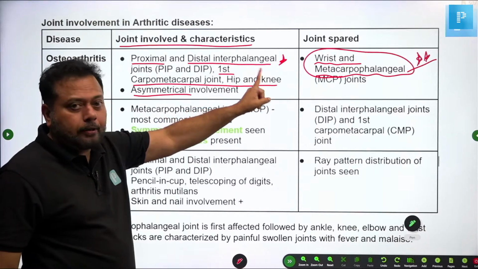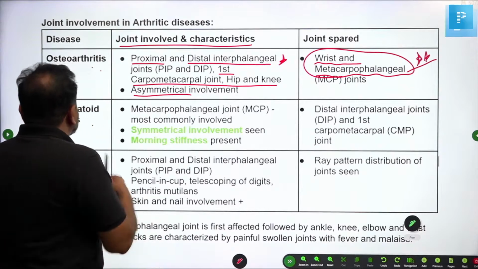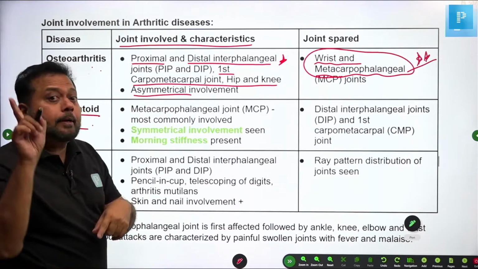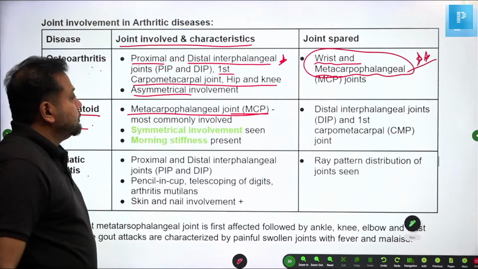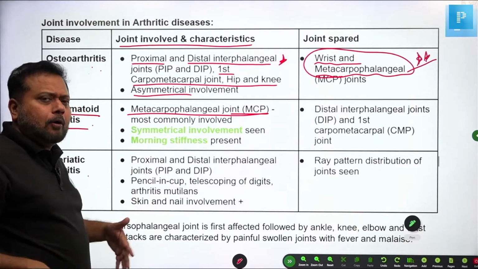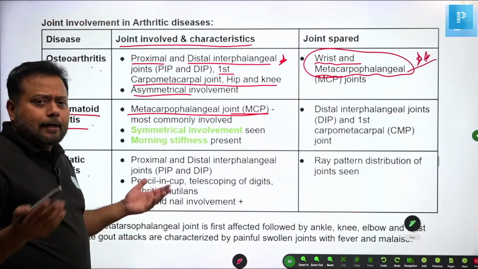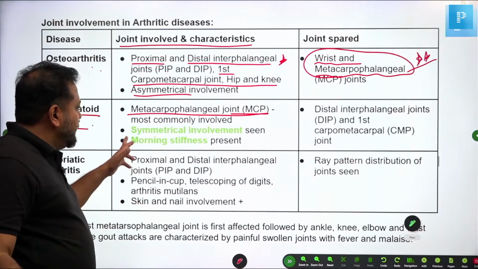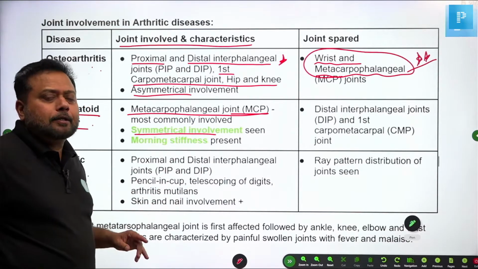Very important. OA, and rheumatoid is the opposite. In rheumatoid arthritis, the most common joint involved is the metacarpophalangeal joint, and it can involve all the major joints. Rheumatoid can involve the knee joint, you know, genu valgum. You have read all those things. Symmetrical involvement, always associated with morning stiffness.